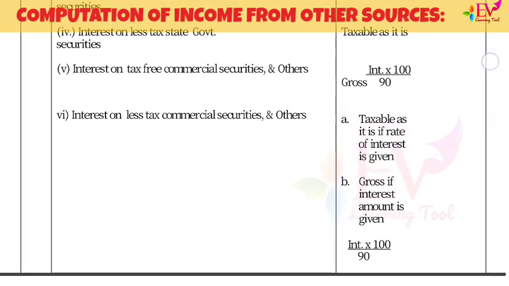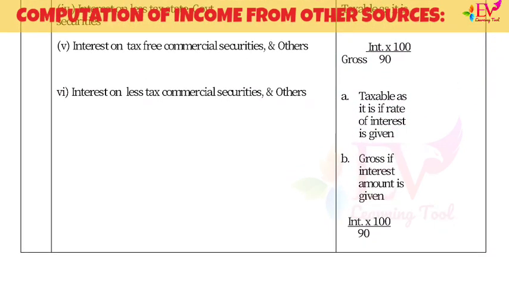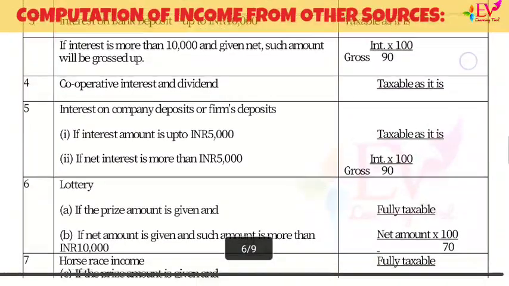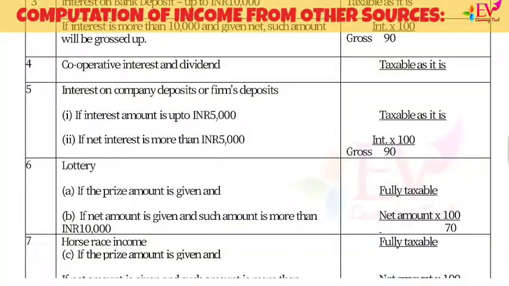In interest on less tax commercial securities, and others, two clauses are there. A. Taxable as it is if rate of interest is given. B. Gross if interest amount is given. Interest on bank deposit, up to 10,000 Indian rupees is taxable as it is. If interest is more than 10,000 Indian rupees and given net, such amount will be grossed up. Cooperative interest and dividend are taxable as it is.